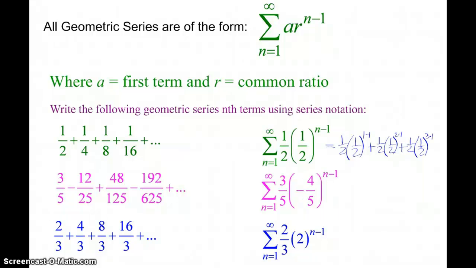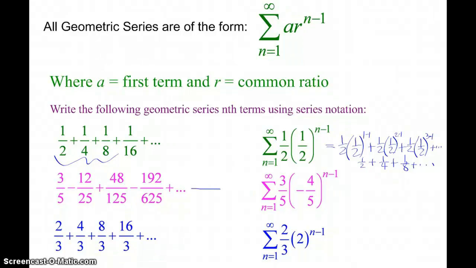This one would be 3 - 1, and we would keep going. So 1 - 1 is 0, so the first term would be 1/2. The second term would be 1/2 times 1/2, or 1/4. The third term would be 1/2 times 1/2 quantity squared, or 1/8. Then we can come back over here and see, sure enough, that is generating our geometric series for us.